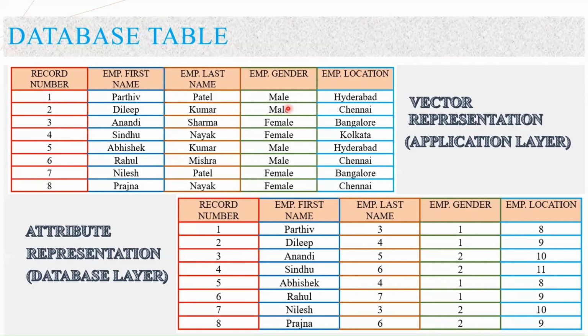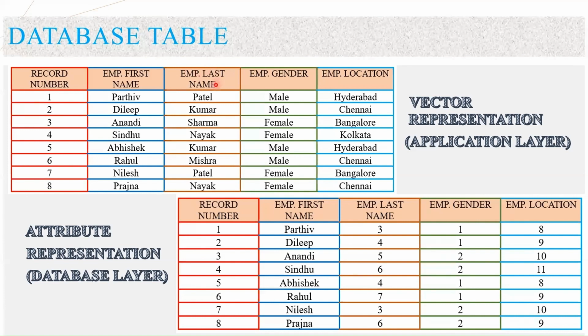And here you can see how data is maintained in 2 database tables. First one, it is vector representation, which is in the application layer. And second one, it is attribute representation, which is in the database layer, that is in the backend. As these 3 columns are participated in data compression and strings are replaced with integers, let's see memory allocation for each and every field. And we know that in case of string, for each character, it will take 1 byte of memory, and for integer, it will take 4 bytes.